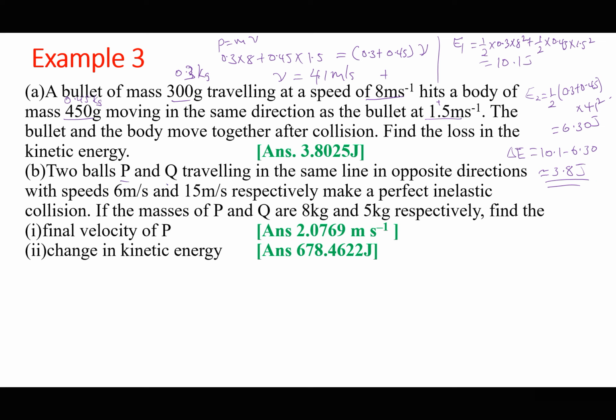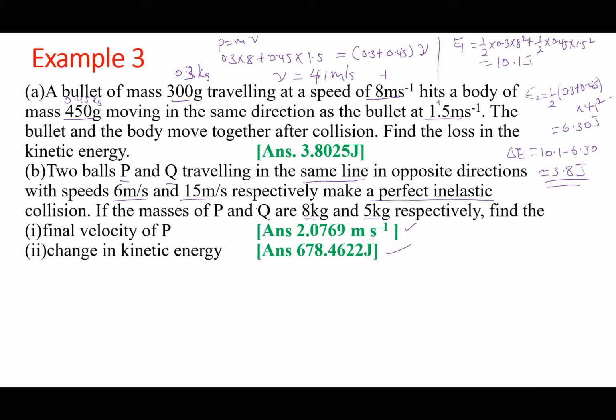Two balls P and Q traveling on the same line in opposite directions with speeds 6 meters per second and 15 meters per second respectively make a perfectly inelastic collision. So it means they stick together. If the masses of P and Q are 8 kilograms and 5 kilograms respectively, find the final velocity of P and the change in kinetic energy. So I'll just sketch this for you, and then you should be able to find out if these answers are correct.